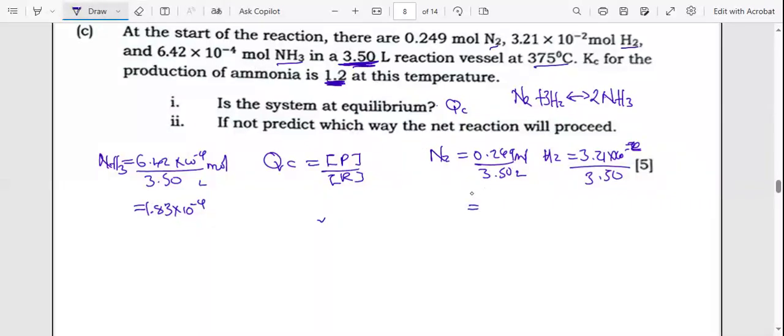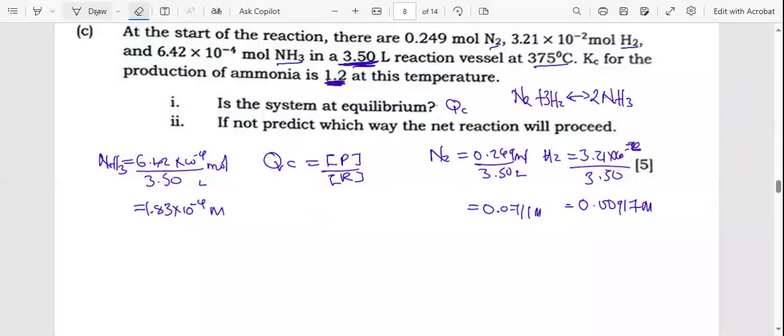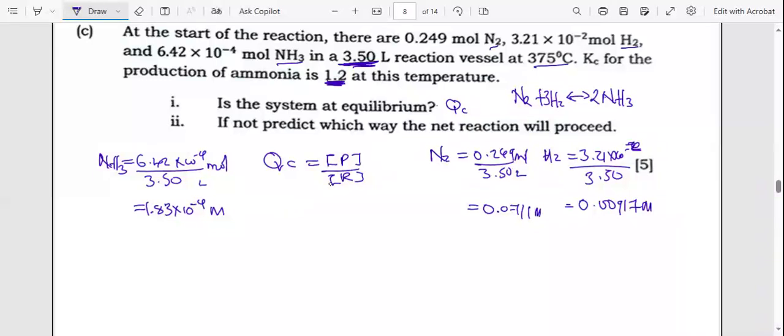Okay, so when we punch for nitrogen, we are getting 0.0711. Then here, when I punch that, we are getting 0.00917 moles per volume. This is the concentration. So now this space that I have kept here is the space that I'm going to use now.